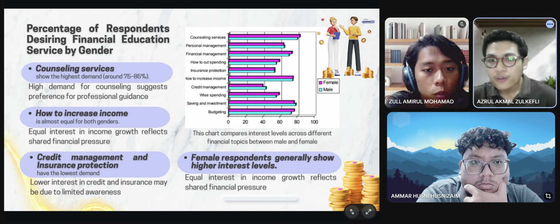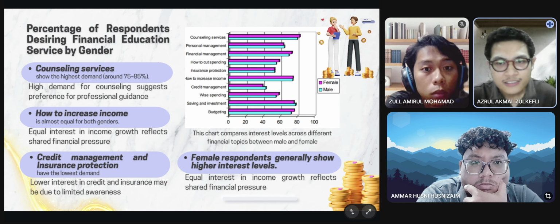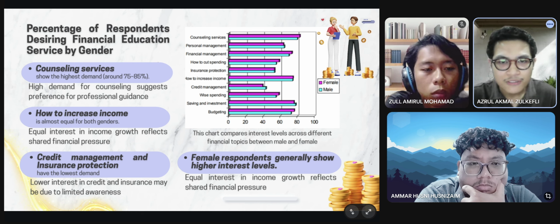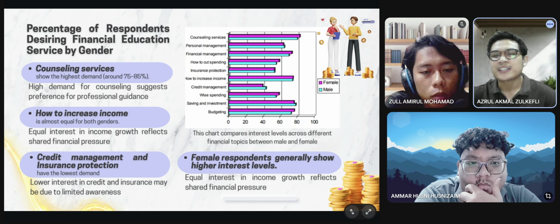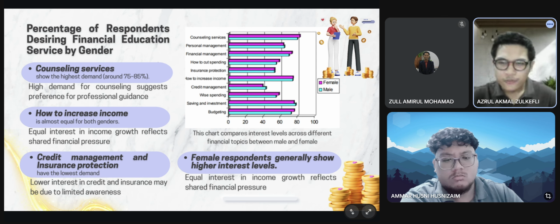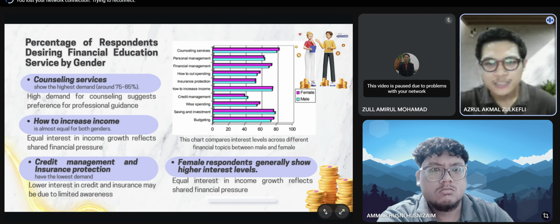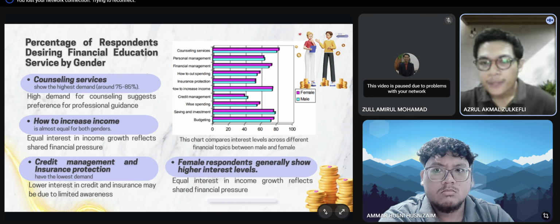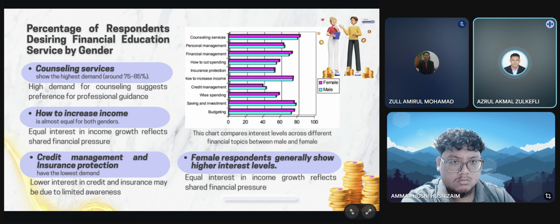Furthermore, in most of the remaining categories, such as budgeting, saving and investment, and spending on necessities, female respondents consistently report slightly higher interest levels. This suggests that females may place more emphasis on financial planning, saving habits, and spending discipline. The pattern could be linked to different financial attitudes, where women are often more focused on stability and long term financial planning. Next is the conclusion.